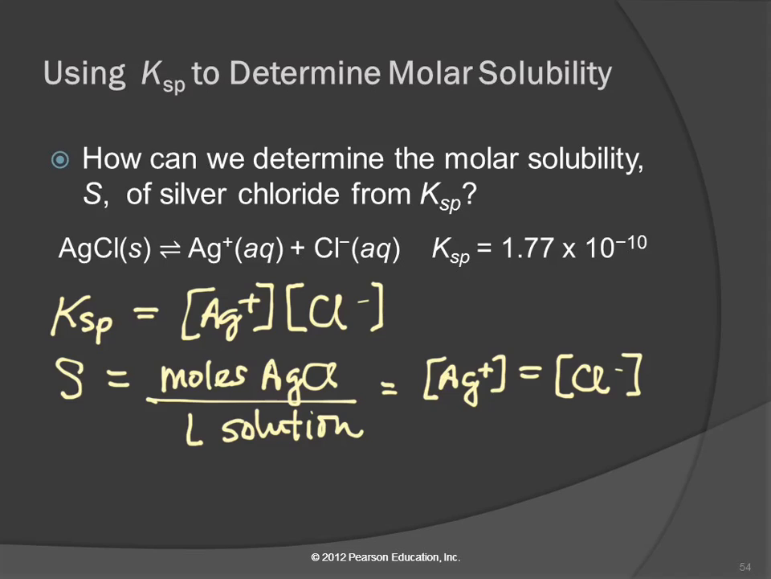Yes, thank you. Because I wasn't seeing any no's or yeses. So we can say that KSP equals S times S, or S squared. If I dissolve 1 mole of silver chloride, I get 1 mole of silver, and I get 1 mole of chloride, right? The solubility is how many moles per liter will dissolve. The concentrations are given in moles per liter when we calculate.